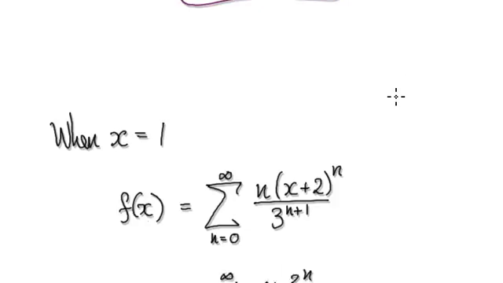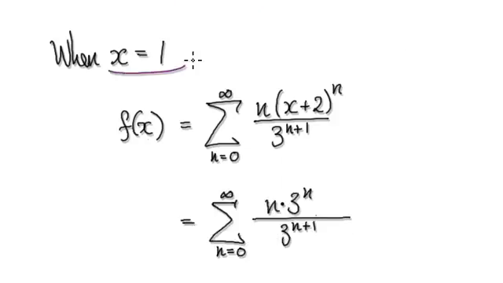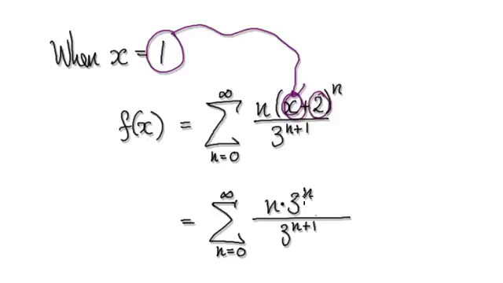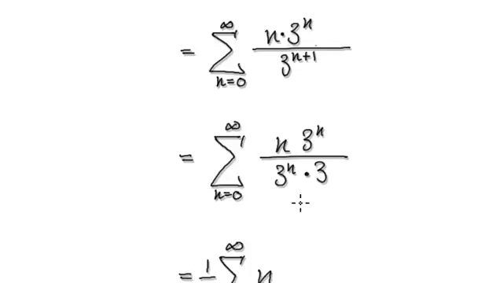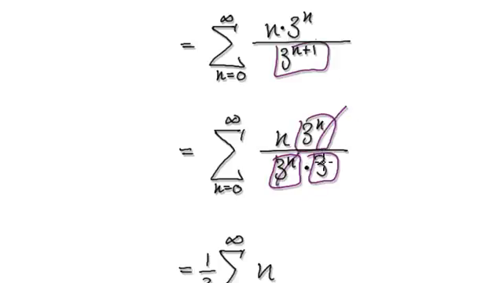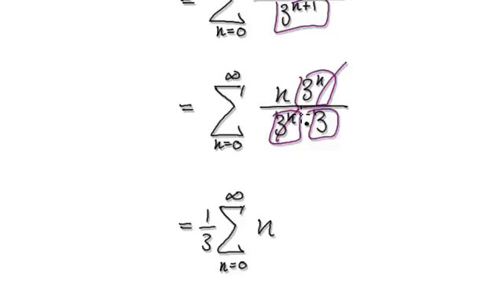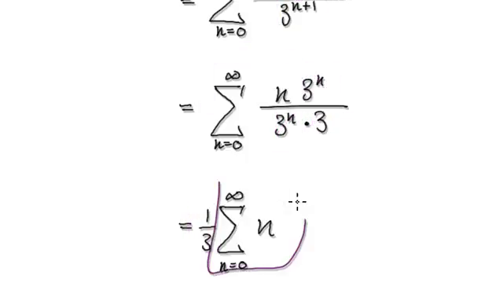Okay, so now we need to check when x equals 1. So when x equals 1, we will need to put this into here. So 1 plus 2 will be 3. So now tidy this up. Visualize this as being 3 to the power of n times 3. So now these two will cancel out, and then this third here will be a constant because you can take it out here. So that will then leave you with this.